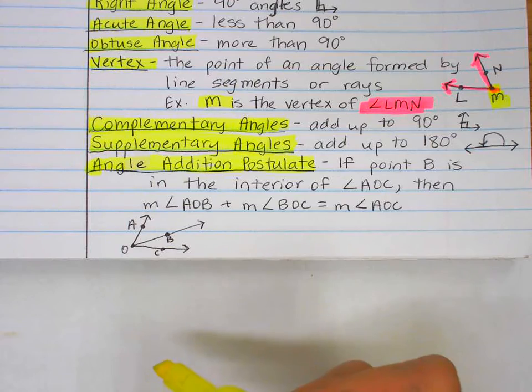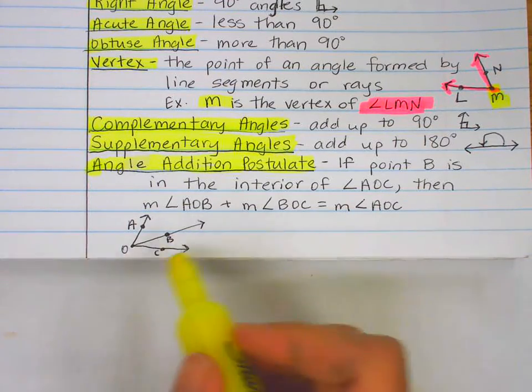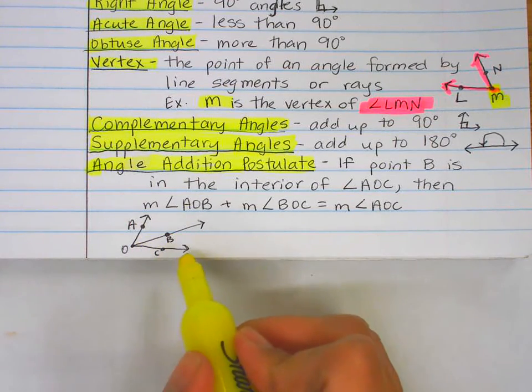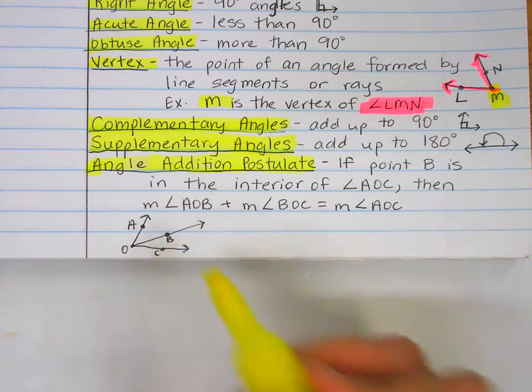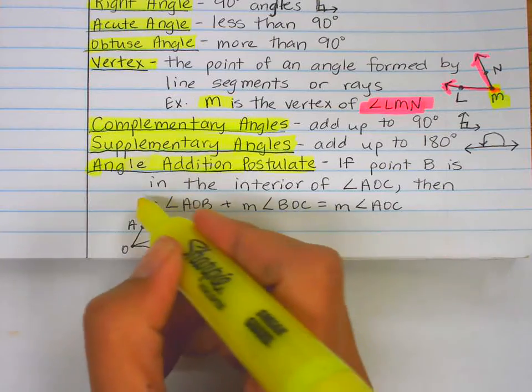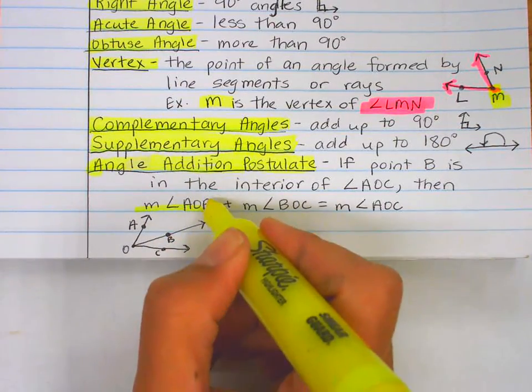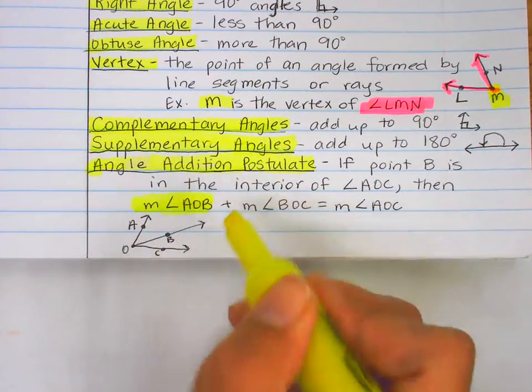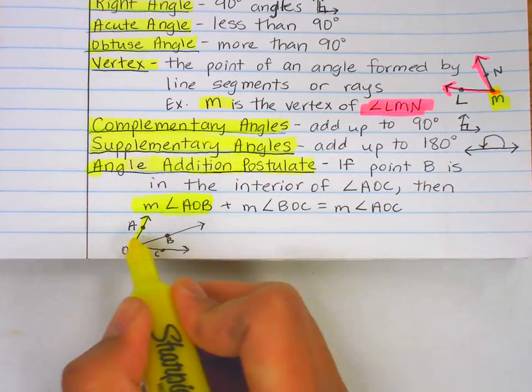Okay, so you're basically breaking it down into the two parts of the angle, that the two parts add up to the whole. So I'm going to just highlight to show measure of angle AOB is right here, AOB.